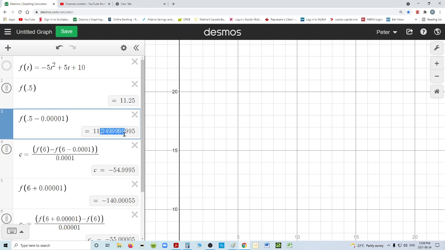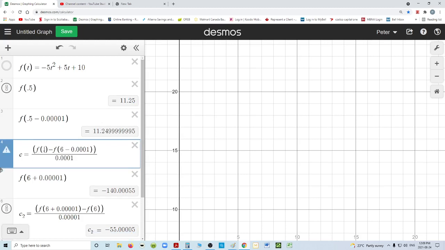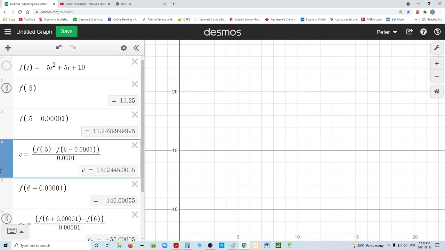And we can see it's just barely below that y value, which is a hint. Then I'm going to take the point f(0.5) and subtract that y value, and then divide it by my h. Oh, sure enough, look at that. It's positive and almost 0.